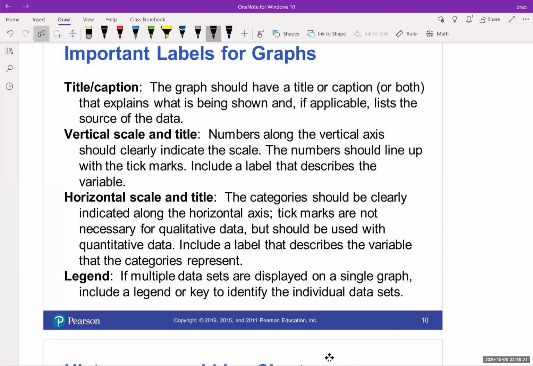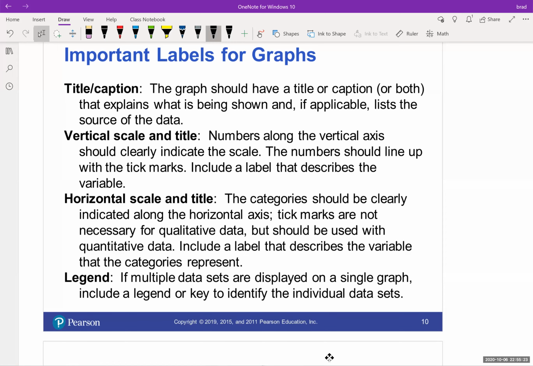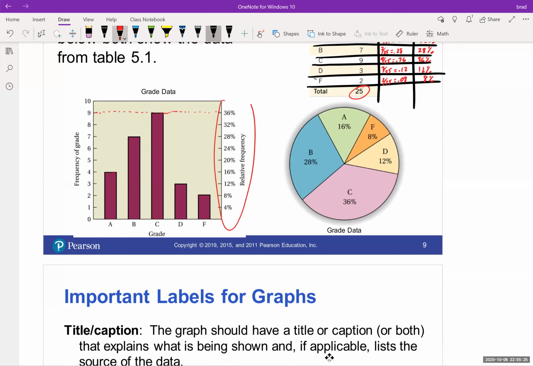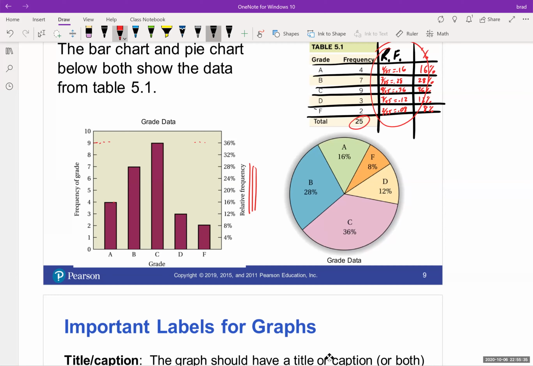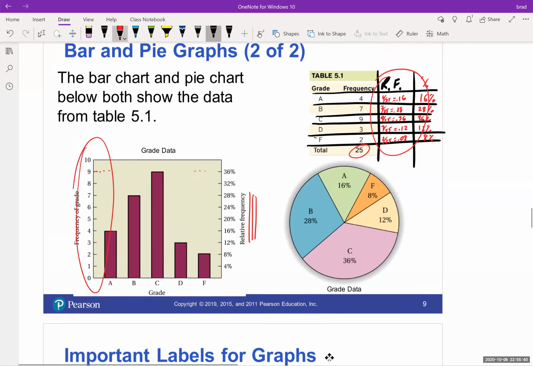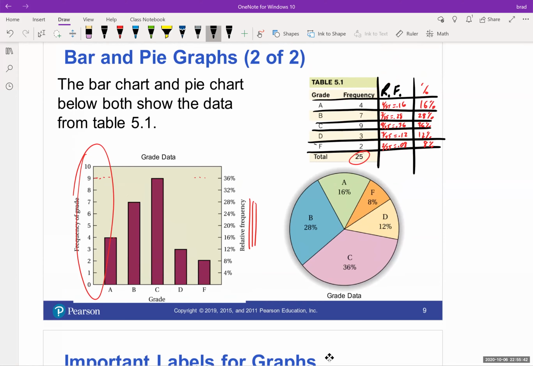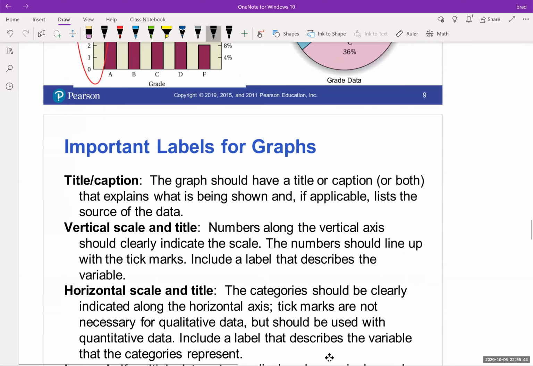Vertical scale and title. Numbers along the vertical scale should clearly indicate the scale. So you see here how if they didn't tell me relative frequency, I wouldn't know where they're getting these percentages. But because they labeled it as relative frequency, I know that they're using this part of the graph, the relative frequency that we created. This side says the frequency, so then I know that they're using this column right here. Okay, so hopefully that makes sense.